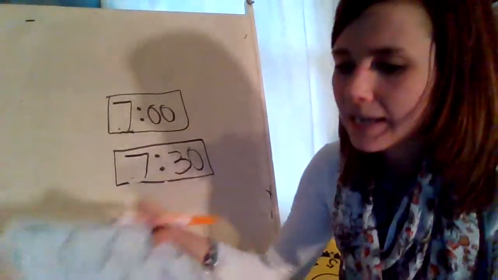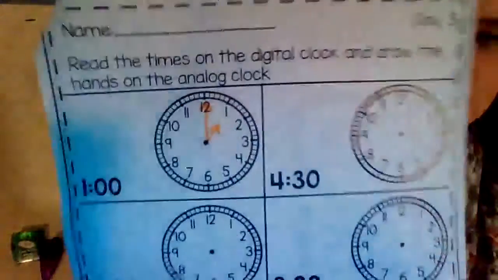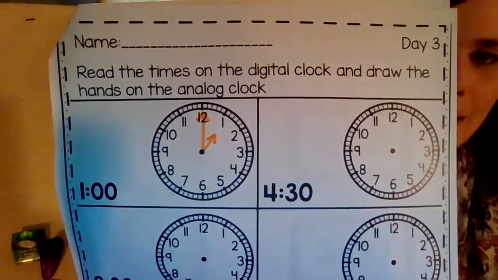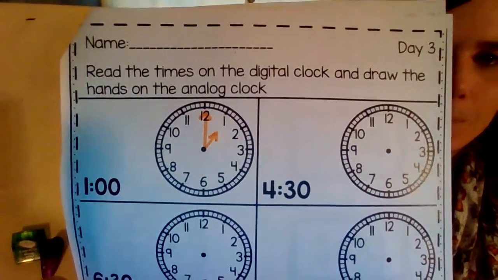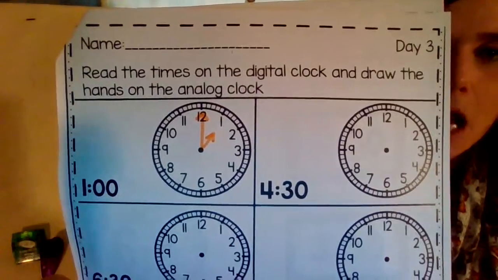And look how I make it smaller, right? It's not long. Do not make it long. It's little. The hour hand is going to be little. Nice job. All right, let's go to the next one.